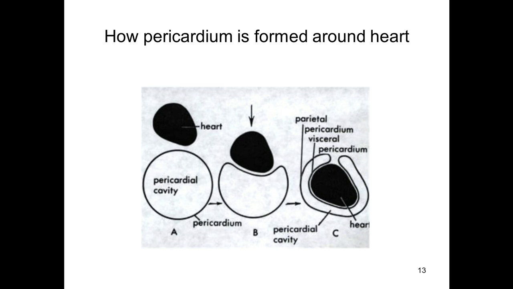Now, how is this pericardium formed around the heart? This is the developing heart. Here is the pericardial cavity, and you can see a slight indentation as the heart is growing. This is a growing heart, and the whole pericardium is just covering the heart. The two layers formed, the one nearest to the heart is the visceral pericardium, and the outer one is the parietal pericardium, and in between we have the pericardial cavity.